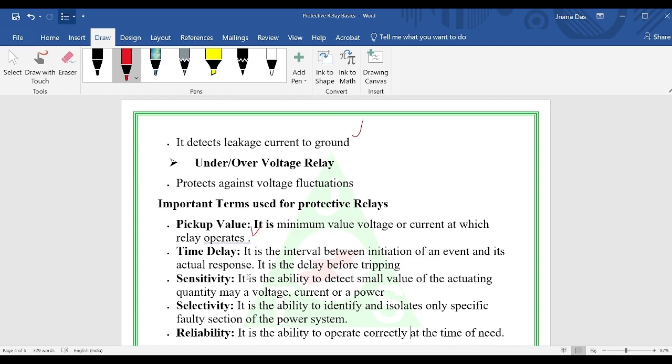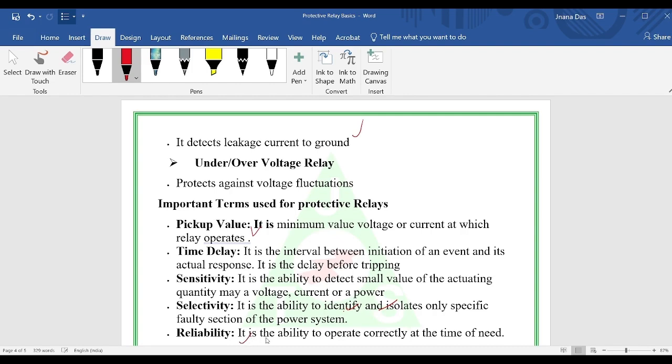The sensitivity is the ability to detect a small value of the actuating quantity, maybe a voltage or current or a power. Then another thing is selectivity. It is the ability to identify and isolate only the specific faulty section of the power system. This is the selectivity.